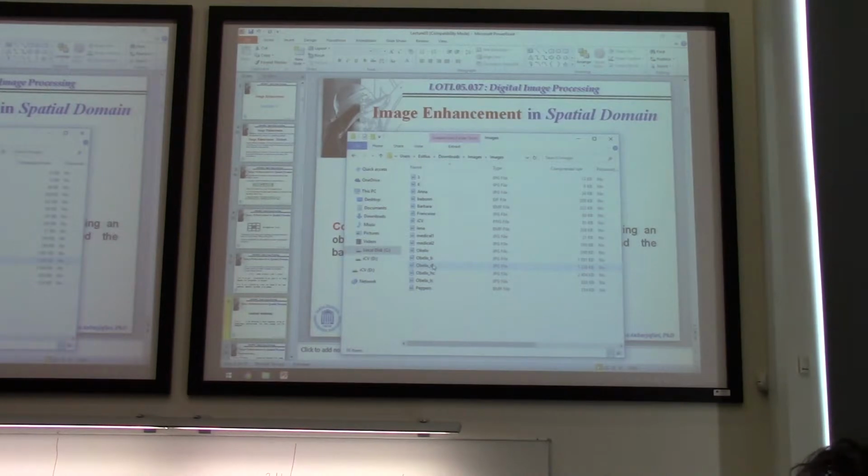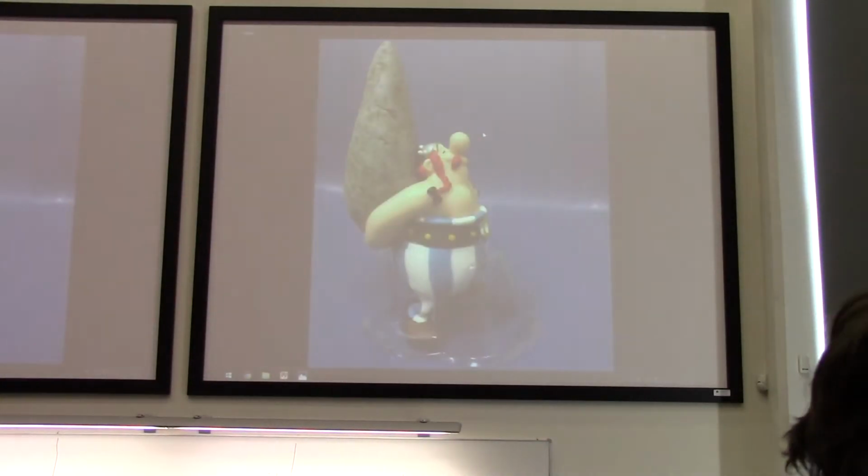So, first thing is we have to talk about bright image, which is, let's say, high contrast. Then we will talk about a bright image, which is low contrast. Then we will talk about the dark image, which is high contrast. Then we talk about the dark image, which is low contrast. And then, after I show an image, I will tell you what we mean by brightness and what we mean by contrast. Now, we know this lovely image of Obelix, right?